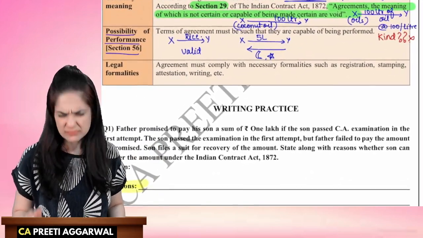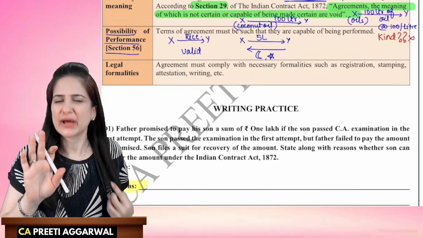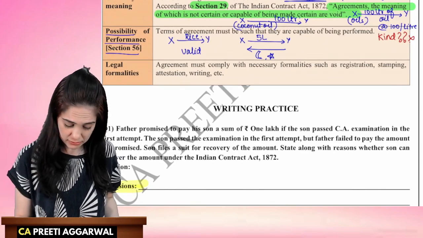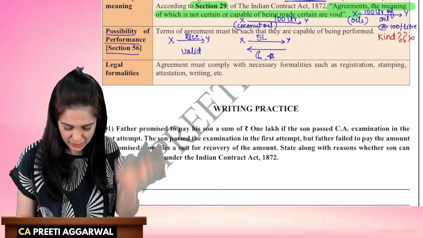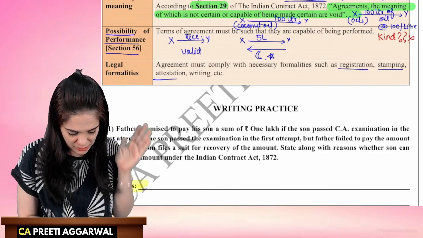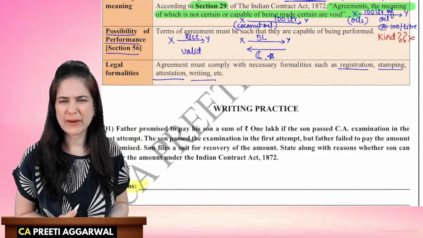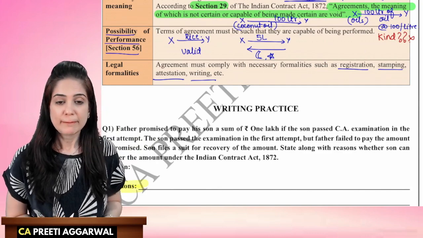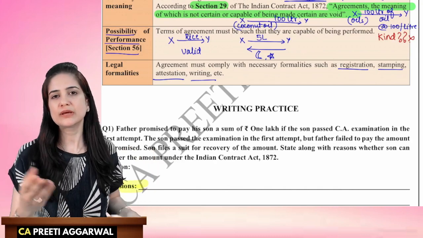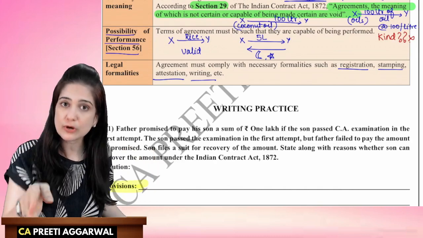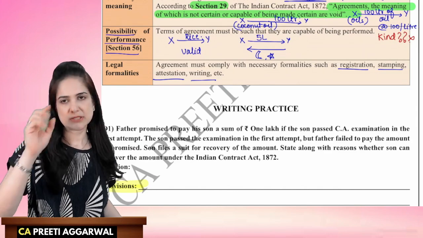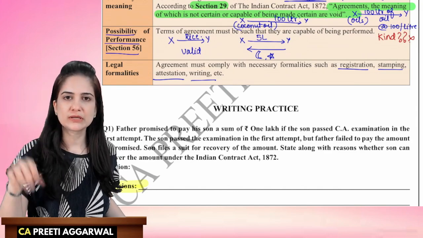Legal formalities. In case there are legal formalities, you need to follow them also. Like, I want compulsorily that the agreement has to be registered, has to be stamped, it has to be attested, it has to be in writing. Alright, whatever legal formalities are required, we'll do that. Ma'am, if there is no legal formality, then you make the contract as per your choice. Even oral contracts are valid. But certain contracts, law requires them to be in writing.